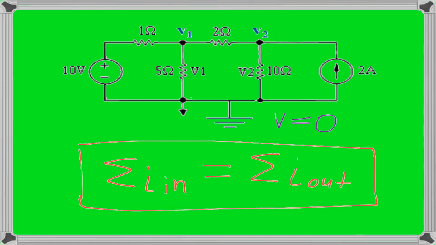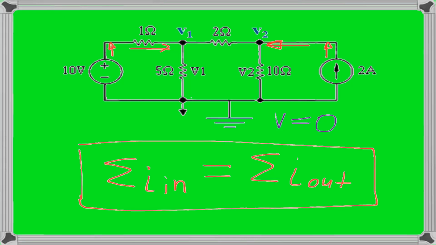To be able to apply KCL to each node, we need to know the direction of each current. So let's have a look where the current will flow in each branch. We'll start with the 10 volts power source. We know that the current is leaving the positive terminal, so it will follow the direction on this branch. The current will be going into node V1. On the other side, on the right, we can see the current source of 2 amps. This is already a current source, which means we already know the direction of that current, and following this direction the current is going into node V2.